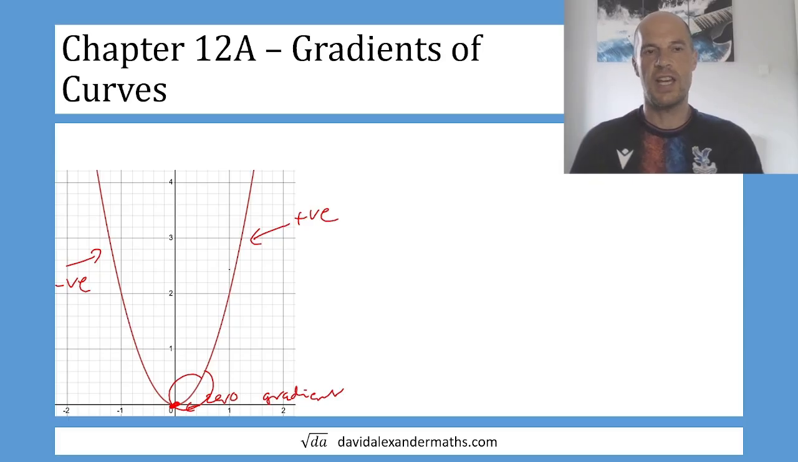So all I'm trying to say is the gradient is constantly changing on the curve. On the left hand side it goes negative, then it goes to 0 at the turning point, then it's positive. And even where it's positive, it's not the same gradient throughout. The steepness of the curve is changing because it's a curve, not a straight line. So how do we work out the gradient at any given point?